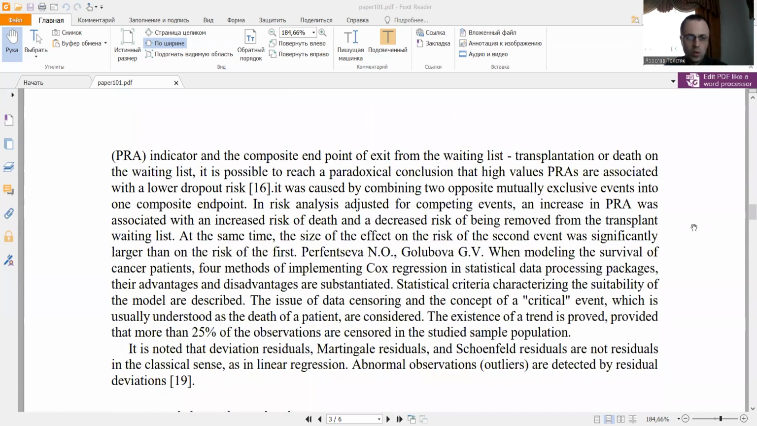There is a not advanced derivation of residuals. Martingale residuals show that the residual is not classified as the center in the linear regression, and abnormal observation outliers are detected by residual derivation.